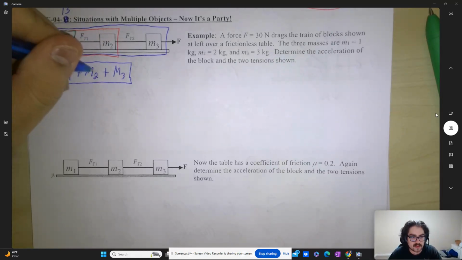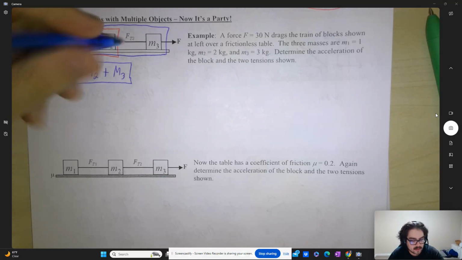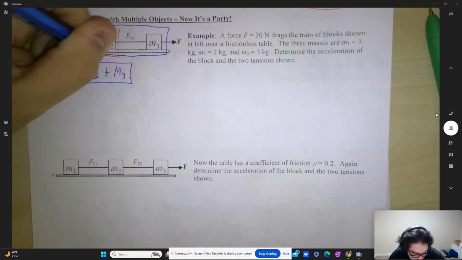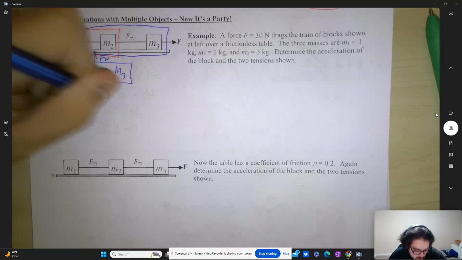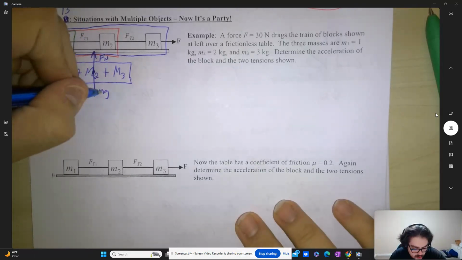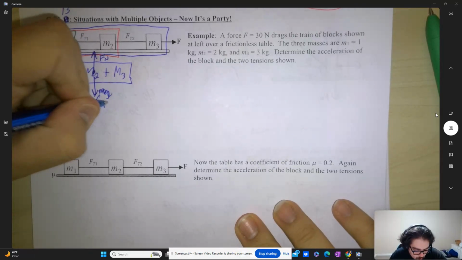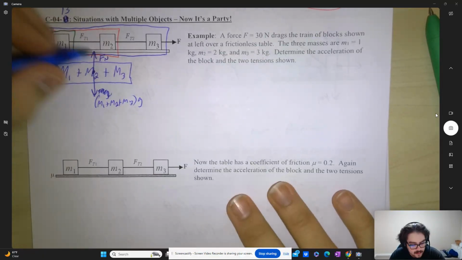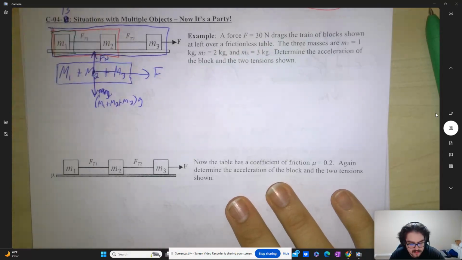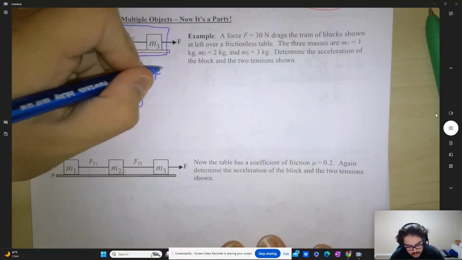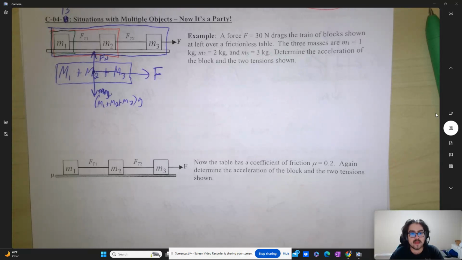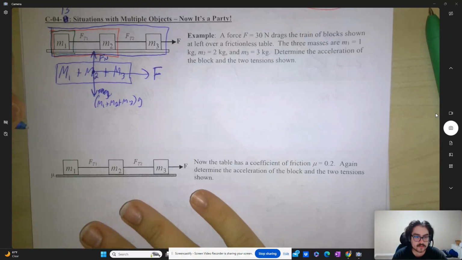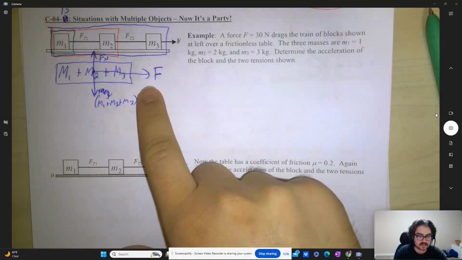So the forces acting on the system as a whole: you obviously will have normal force, which I don't care about, and mg, which, believe it or not, I don't care about. And it's not just mg, sorry, it's actually (m1 + m2 + m3)g. And then you have a force this way, and that's just capital F, the force that's pulling all the blocks.